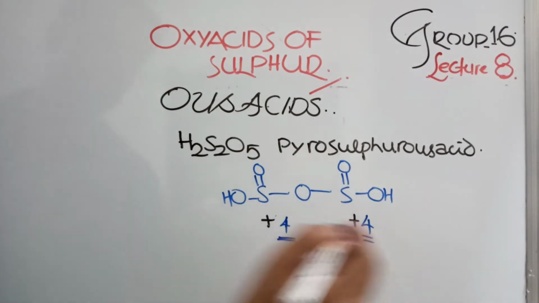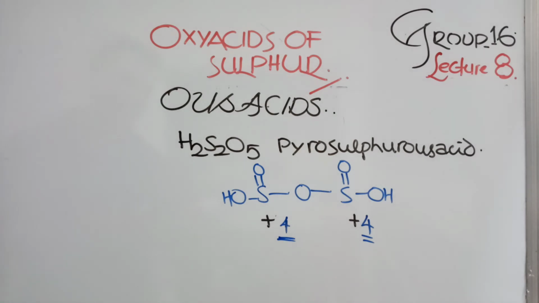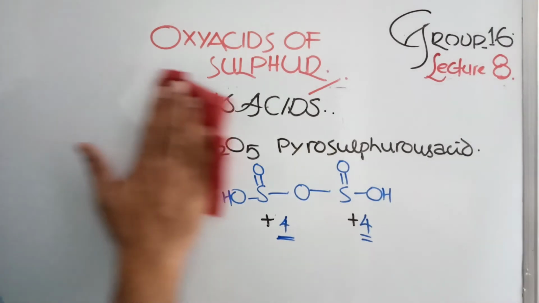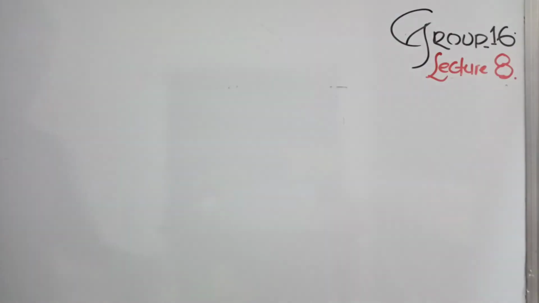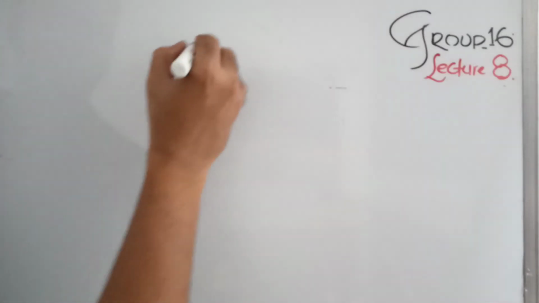Lower oxidation state +4. +3 will come in another compound. I will show you that one also. H2S2O5, pyrosulfurous acid. Oxidation state is +4. It can also show 2 series of salts. All these are ous acids. Three ous acids we are discussing: sulfurous, thiosulfurous, and pyrosulfurous. Then we will go with the next, ic acids.